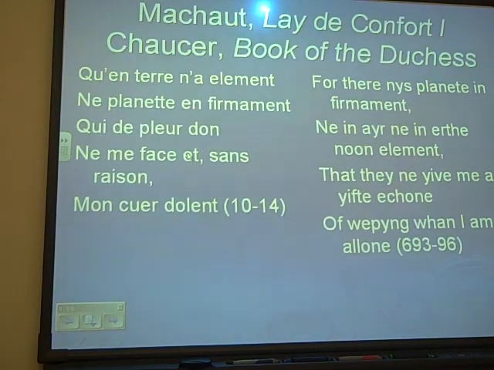As an example of Chaucer's translation and how certain words enter into English, I've given you a bit here from the poem Le Remède de Fortune by Machaut. And there's Chaucer's translation of it in the Book of the Duchess. You can see right there where the keywords are.